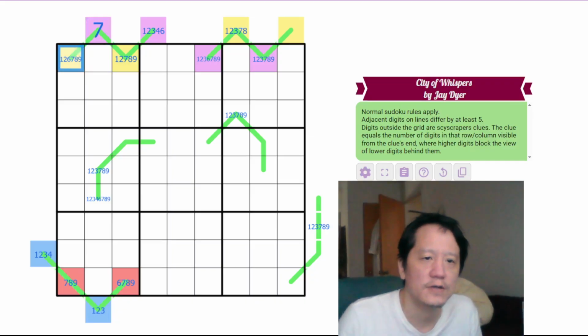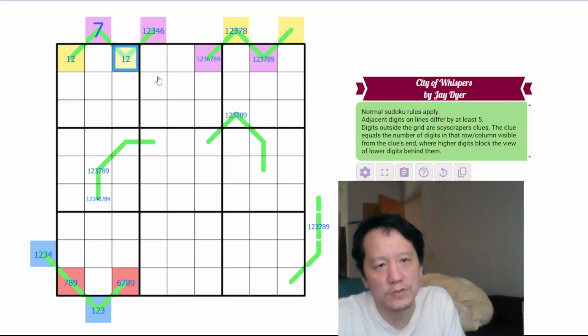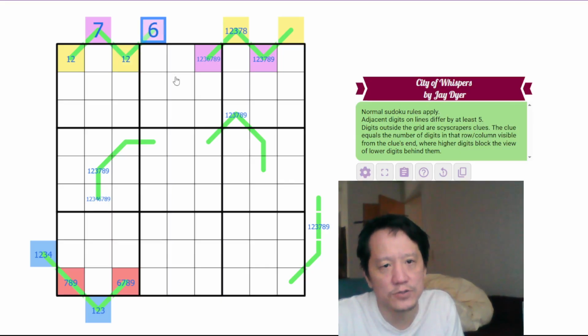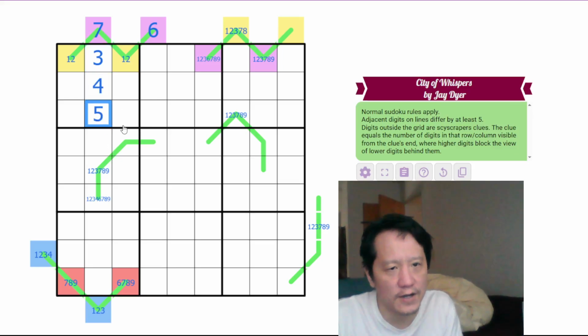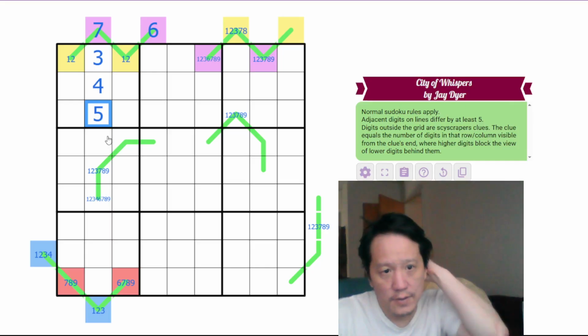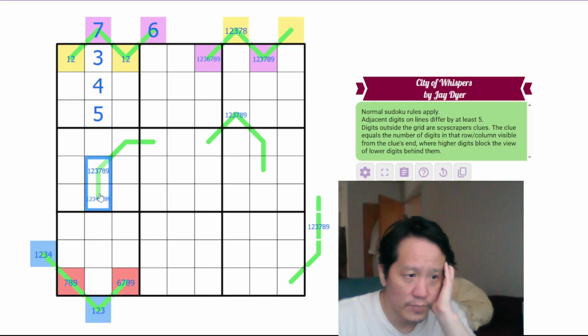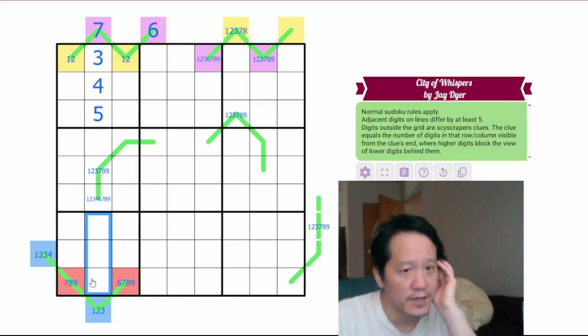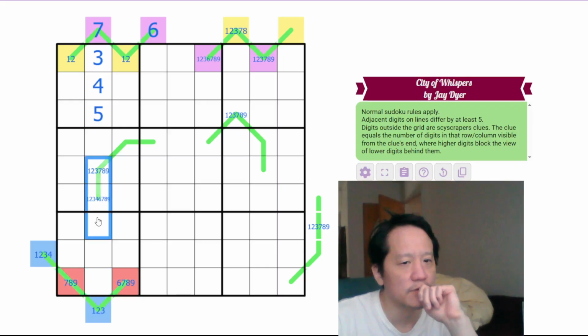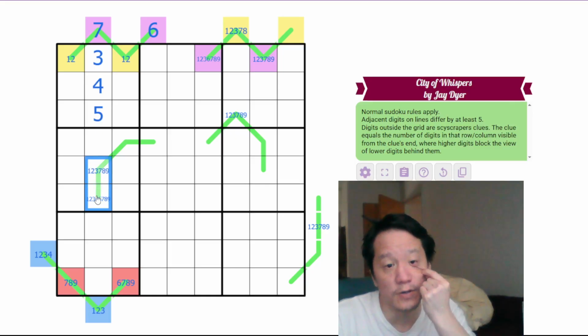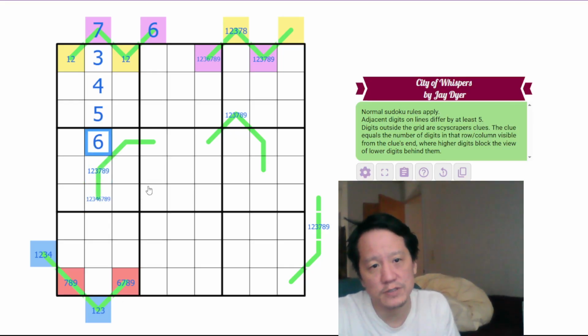So 7, this becomes 1, 2, 1, 2. This has to be 6. So this sees 3 here, 4 here, 5. One of these is high. You cannot have 3 highs here because of 6. So one of them's high here. So if you see 6 here only, that doesn't work. So one of these must be 7, 8, or 9. 7 has to be here, which means this is 6.